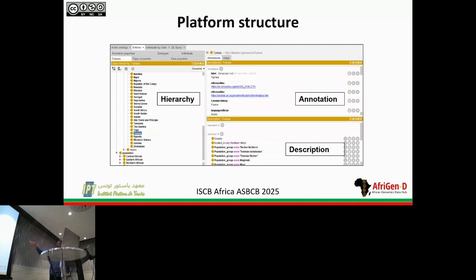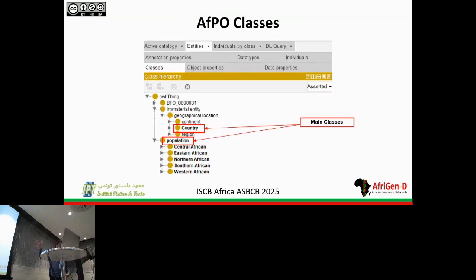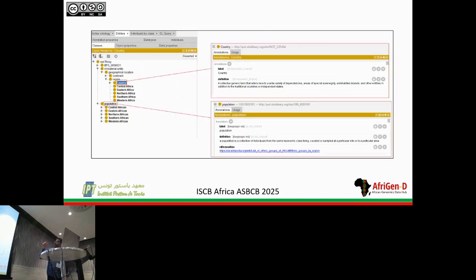As I mentioned before, we had two classes. We have the country and the population. We started by doing the continent, but it was easier for us to use the country, because for country, we have a list of countries. We are collaborating with the ancestral ontology. So we have a list of the countries. For the population, we chose to divide. So this is for the countries, and this is for the population.